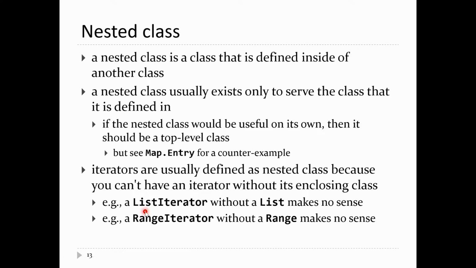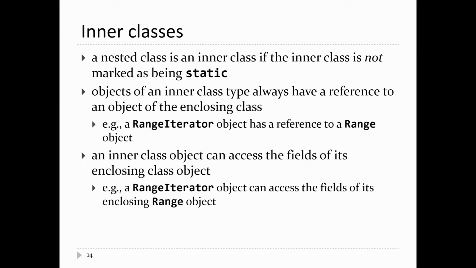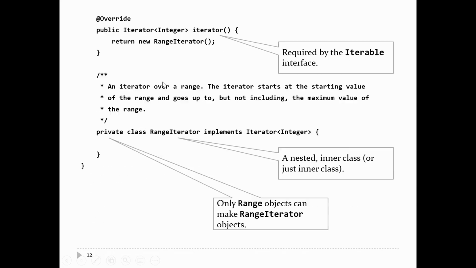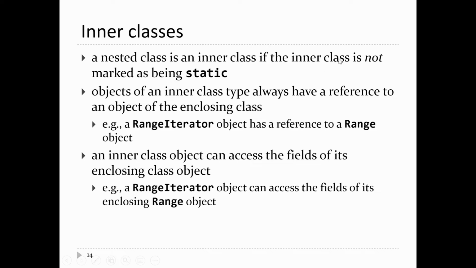And the same is true for list-iterator. So if you look at the list class and you look at its iterator method, and you look at the source code for it, it actually returns a list-iterator. The list-iterator class is defined as a nested class of list. Okay, so that's a nested class. Now, I told you this is a nested inner class. So what's an inner class? An inner class is a nested class that's not static. So there's also something called a static nested class. So a nested class is an inner class if it's not static.